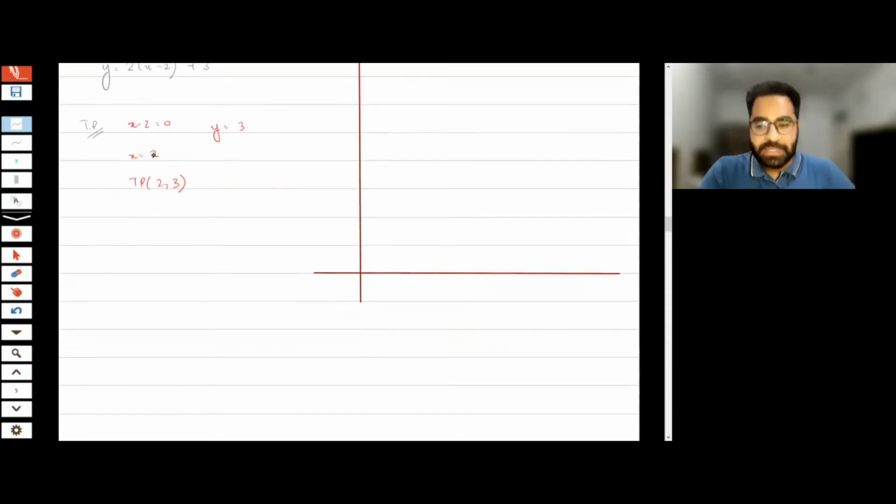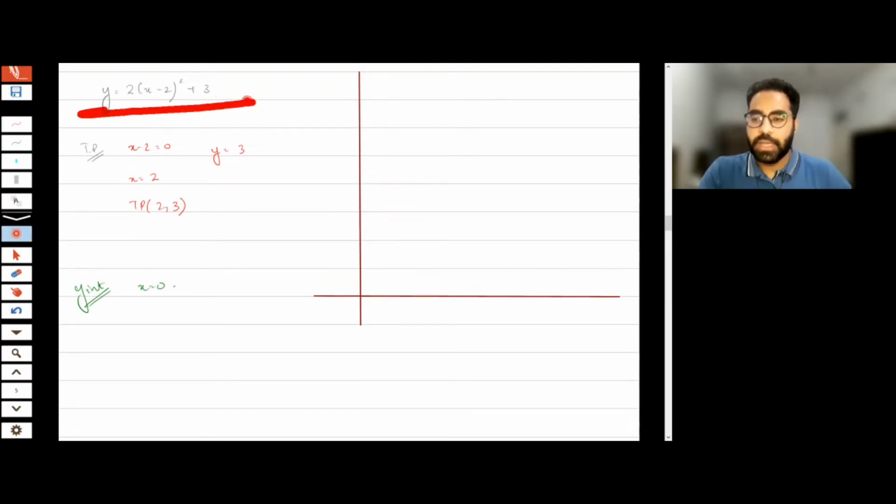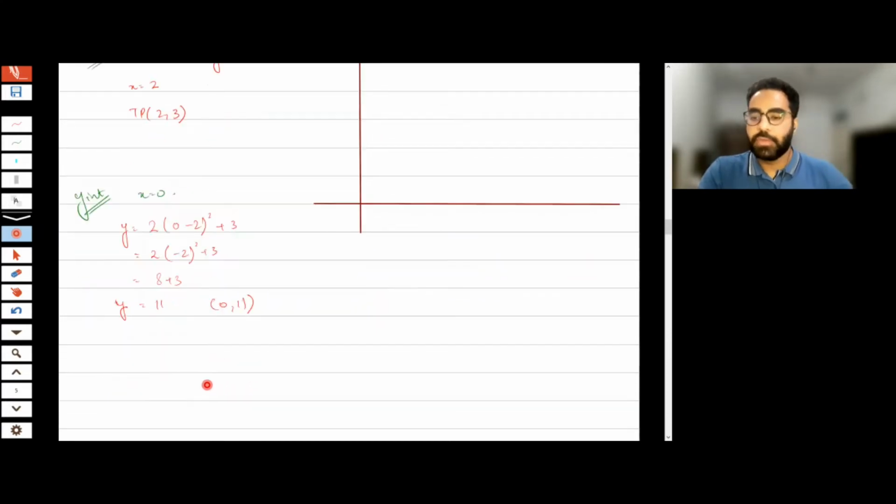The next thing that I have to do is find the y-intercept. For the y-intercept, I need to remember that the value of x equals 0. I'll take this equation, I'll take x as 0 to find out the y-intercept. So y would be equal to 2(0 minus 2) whole square plus 3. This will become 2 into (minus 2) squared plus 3. This will be 4. 4 into 2 is 8. 8 plus 3 equals 11. So you got the value of the y-intercept, which is equal to 11. So your coordinates would be (0, 11). Remember that the y-intercept lies on the y-axis, and on the y-axis, your value of x is 0.